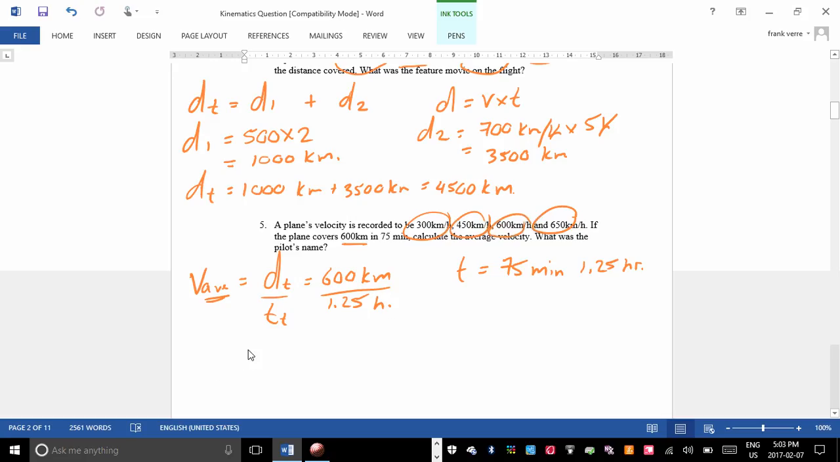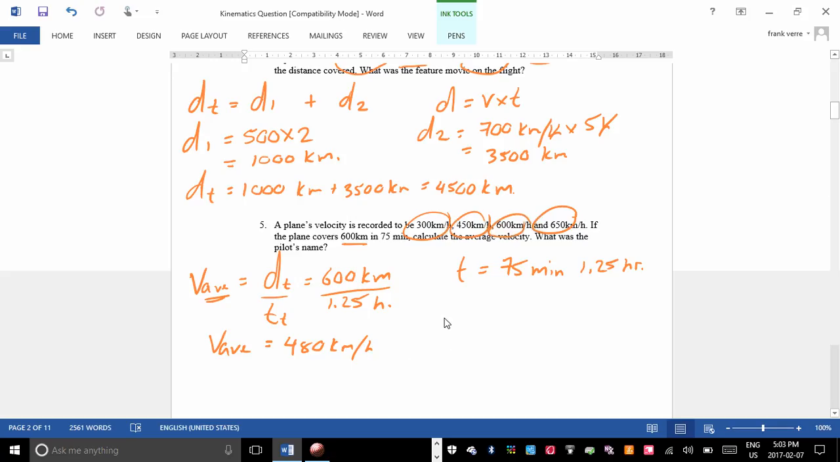So then, in this case, the average velocity would be 480 kilometers per hour. So it's not the average of the numbers of velocities, it's the actual average of just the total distance over the total time.